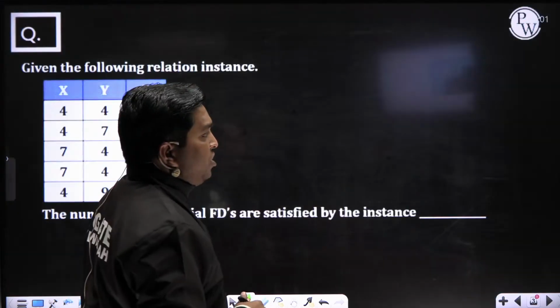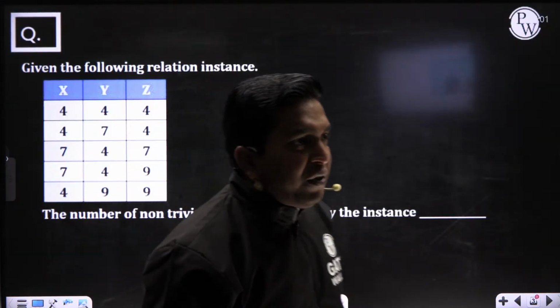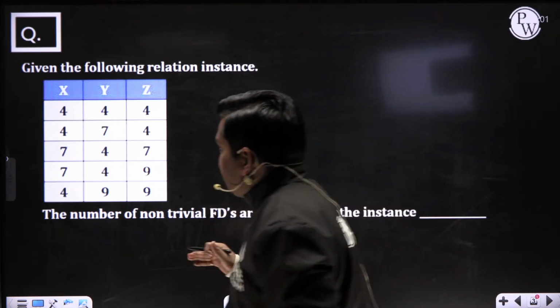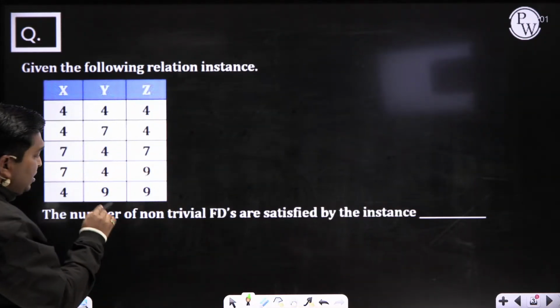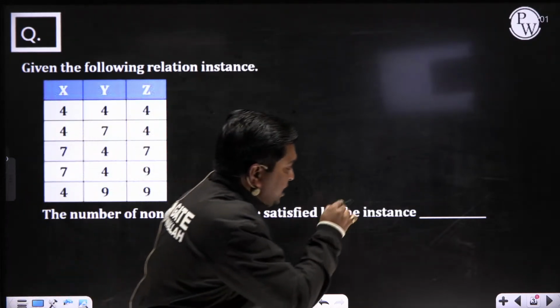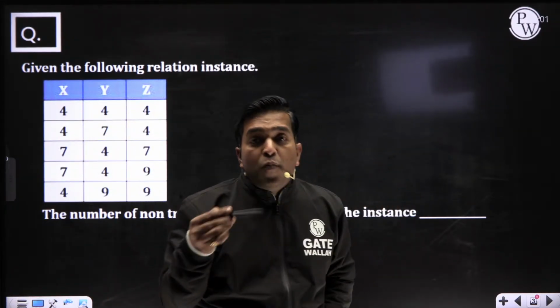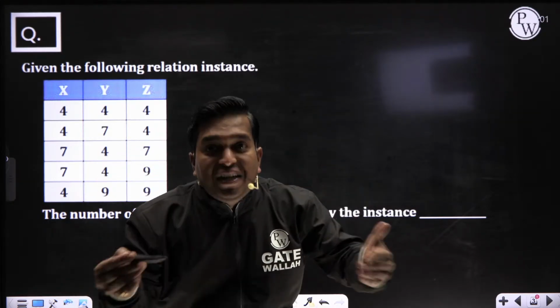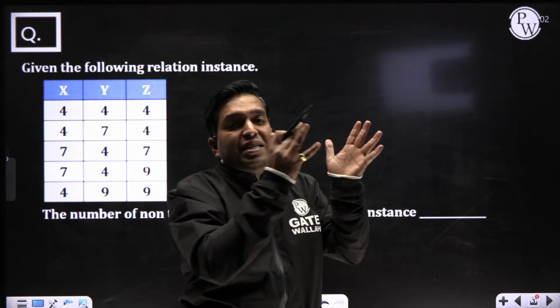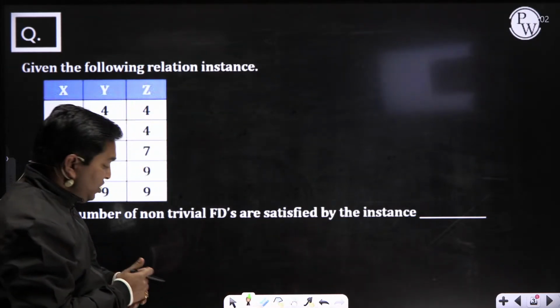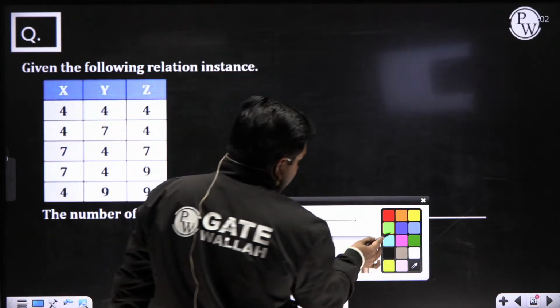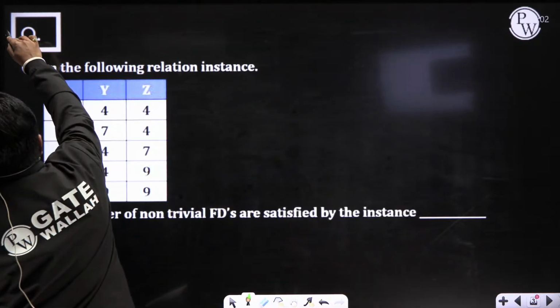So the question number 1 in front of you, my dear student, is this one. Given the following relational instance, it is asking the number of non-trivial FDs satisfied by the instance. How many non-trivial FDs are satisfied by this instance? Now you tell me, beta, what is the correct answer for this one?